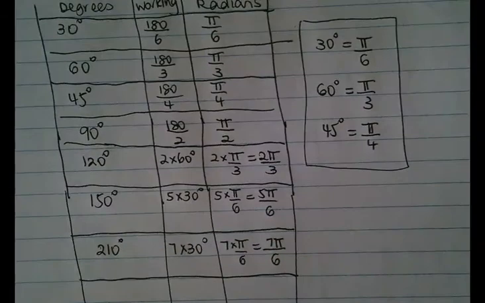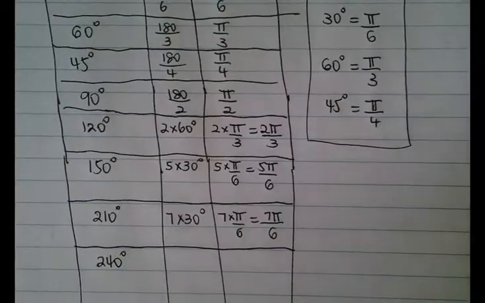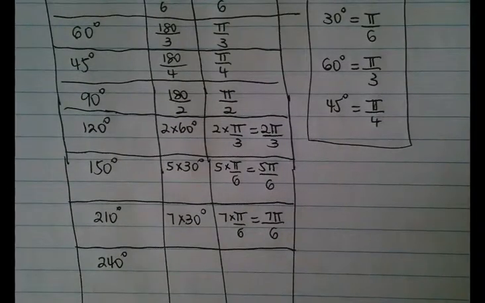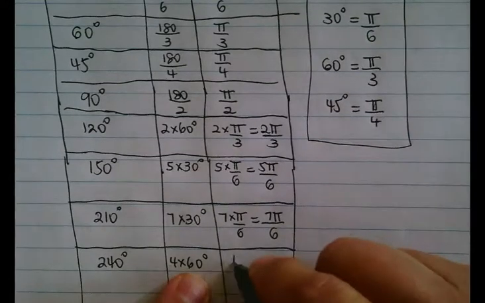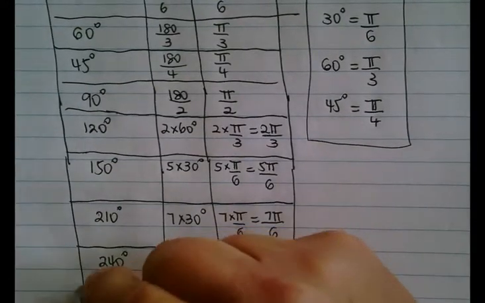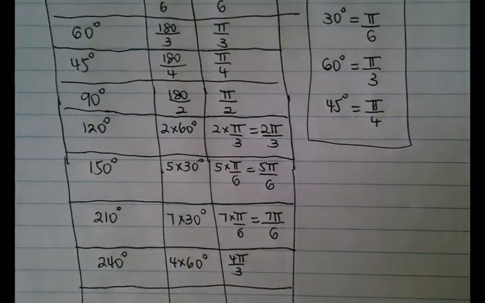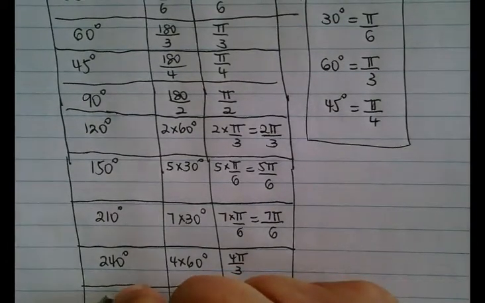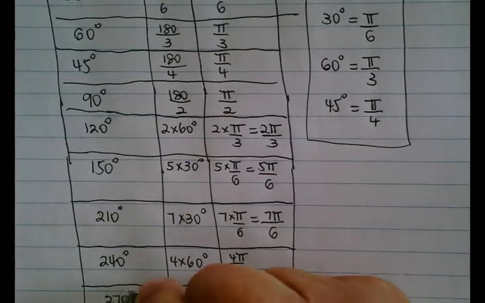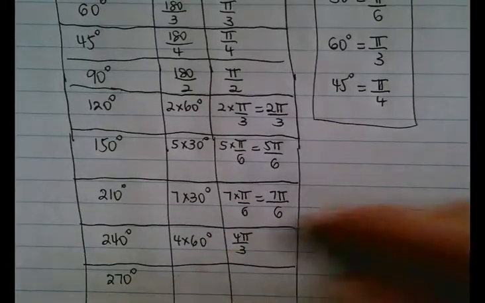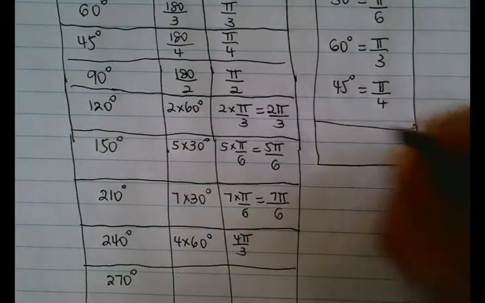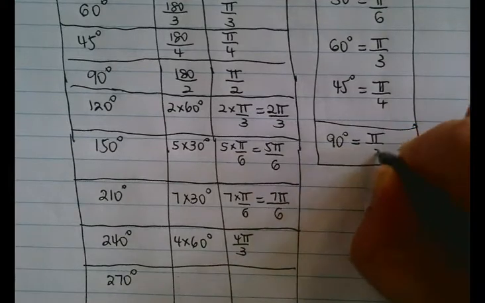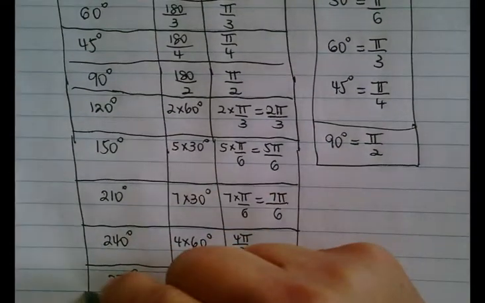Something like 240, girls. What are you going to do? 3 times 30s or 60s? How many lots of 60? 4 lots of 60, which is 4 times pi on 3, so it's 4 pi on 3. All right, let's do 270. And the other one you want is that 90 degrees is pi on 2 as well. Okay. So what's 270 going to be?